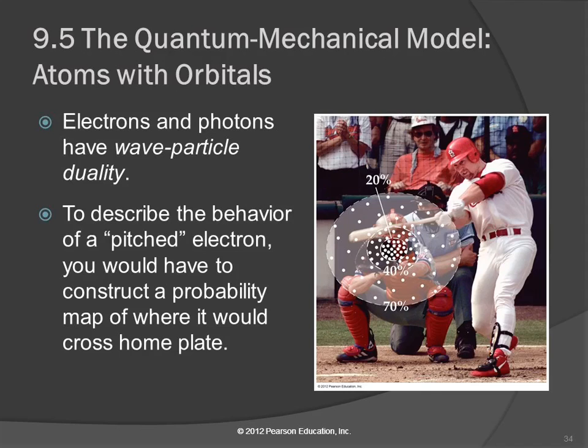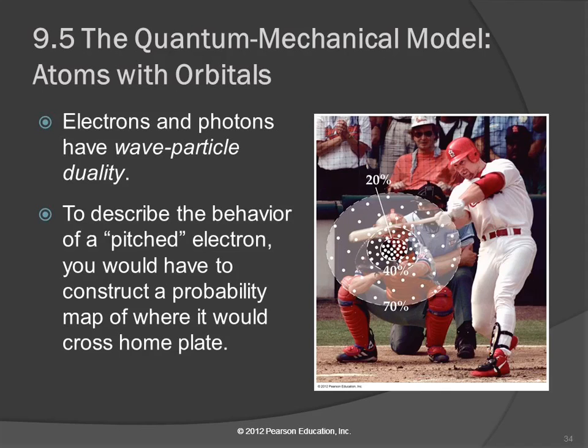If you throw the electron enough times, you'll get an idea, well, most of the time it ends up in here. So 20% of the time it ends up in this smallest circle. 40% of the time it's within this larger. 70% it's within this larger circle. And if you made a larger circle, you could say, well, 90% of the time that we throw the electron, it's going to end up in that area. But occasionally, it might actually go in the opposite direction.